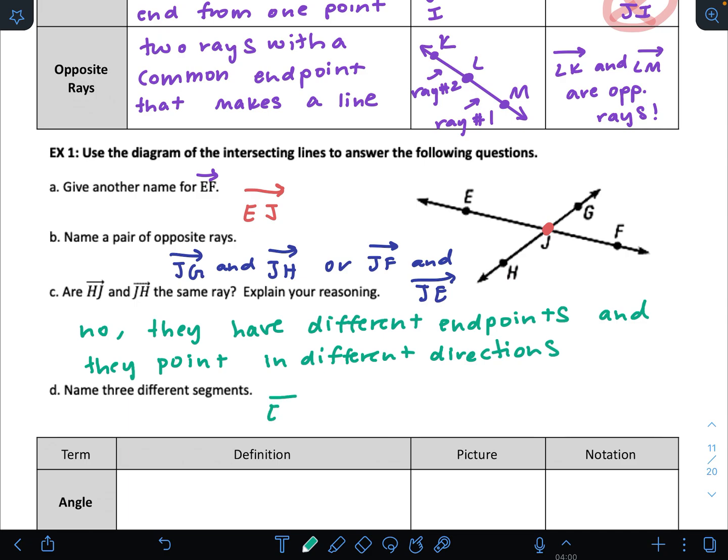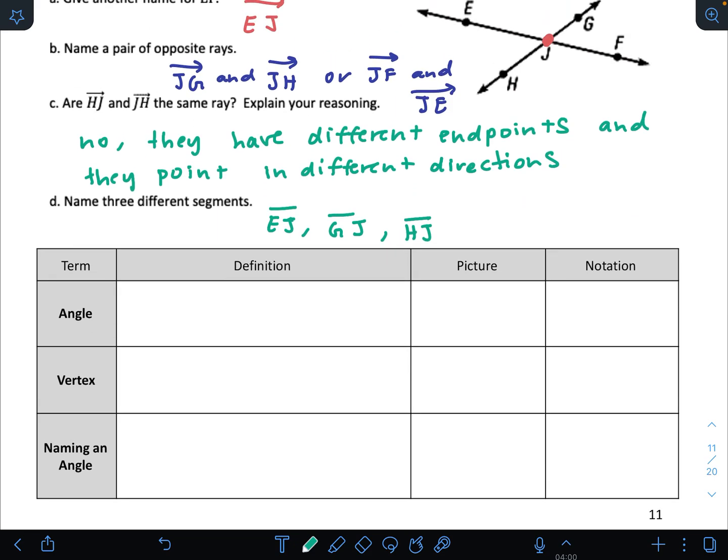So I'm going to do segment EJ, segment GJ, segment HJ, but again, there are many, many, and you can look at the key on Canvas if you want to see all of the different options.